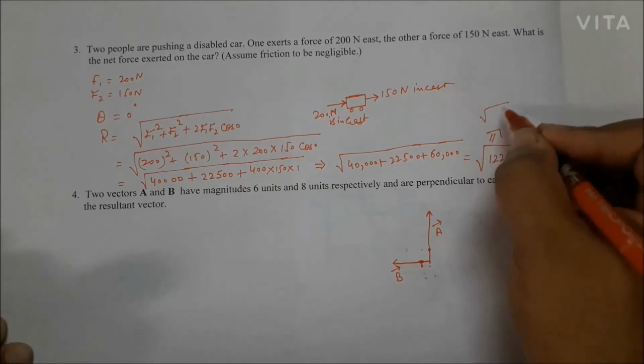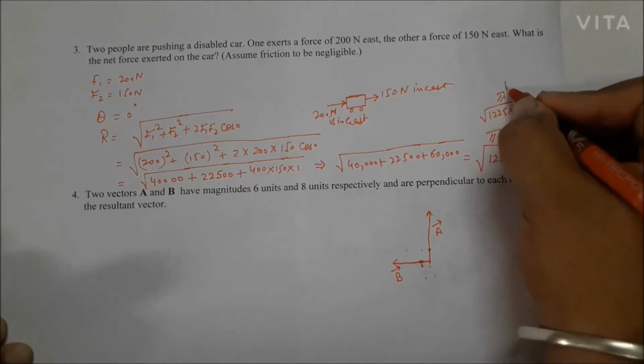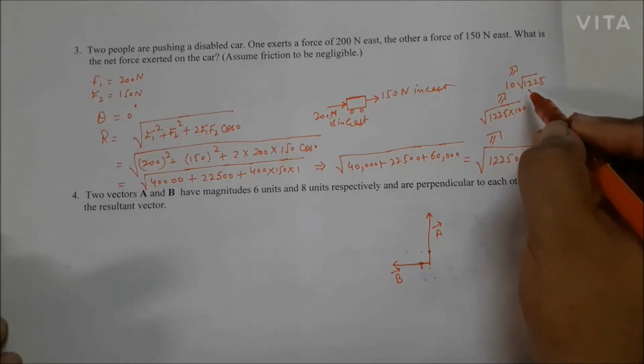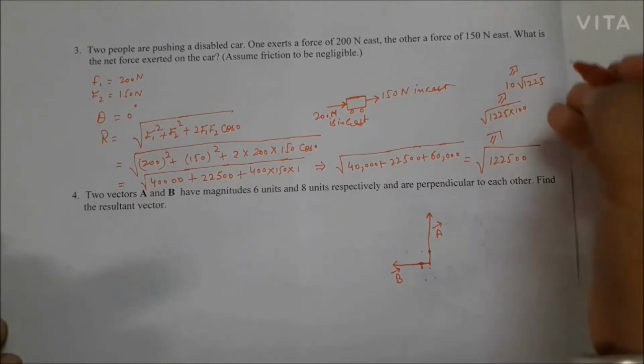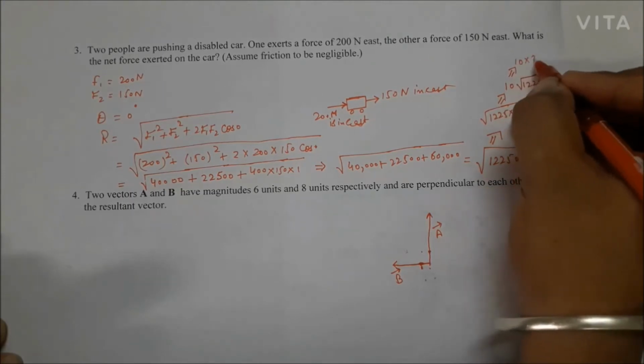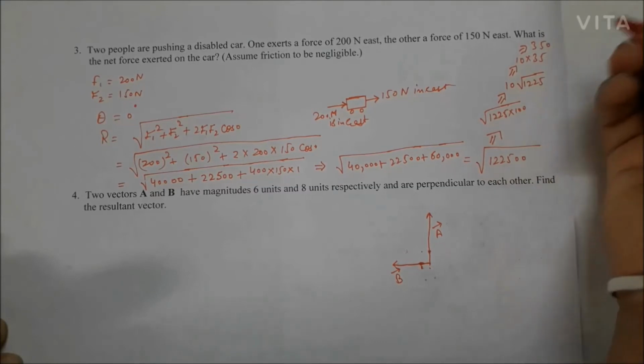So we can write it as 1225 multiplied by 100. So it comes out to be 10 root 1225. And now you have to calculate the square root of 1225. When you calculate it, it comes out to be 35. So 10 into 35 means it is 350. Now your resultant comes out to be 350 in magnitude.